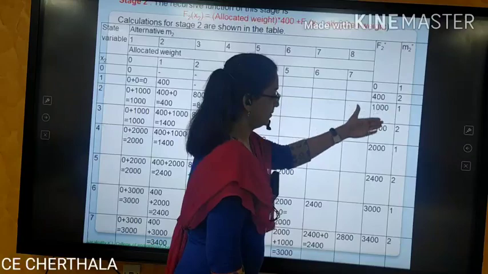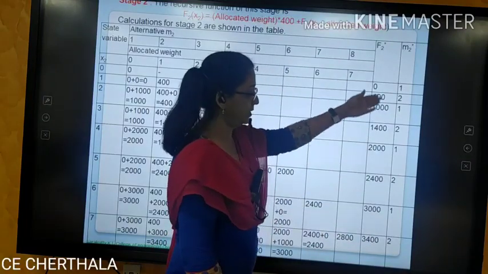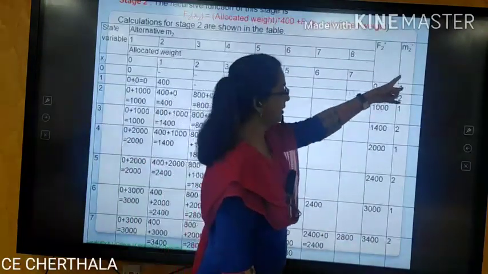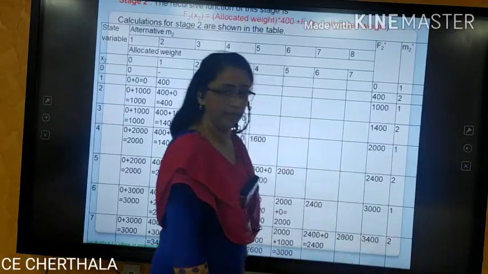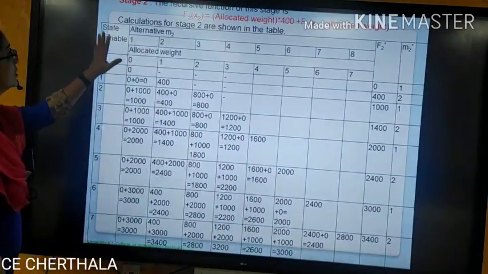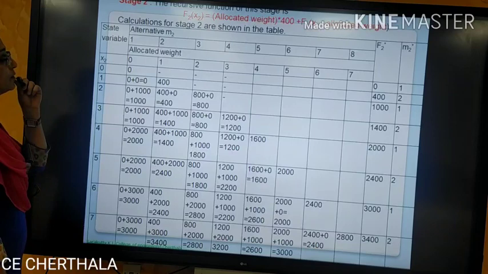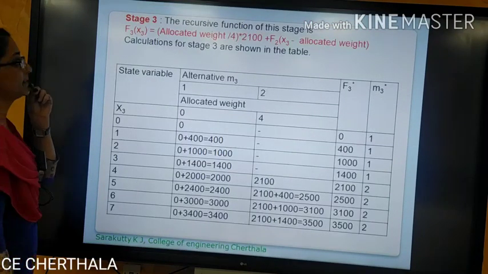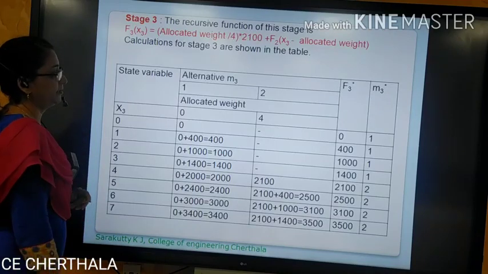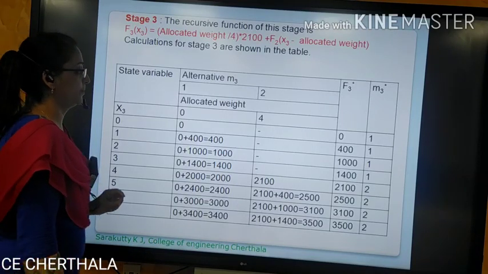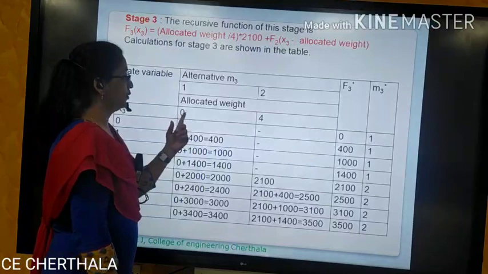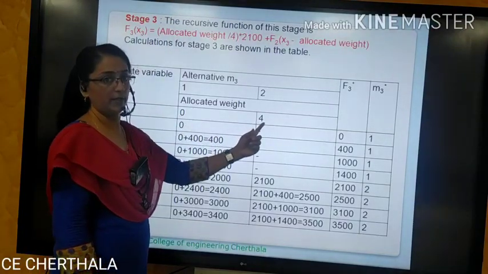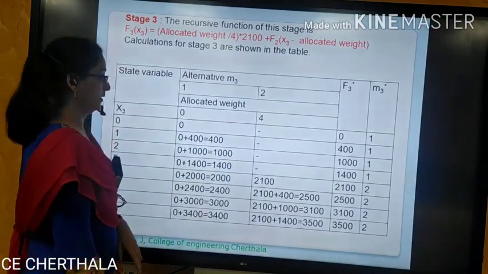Then this is the maximum of function value in each row, and this is the corresponding alternatives. So stage 2 is over. Now next is stage 3. Stage 3 is concerning with item number 3. In item number 3 we have only two options. First one is 0 ton, second one is 4 ton. Only two options are there.